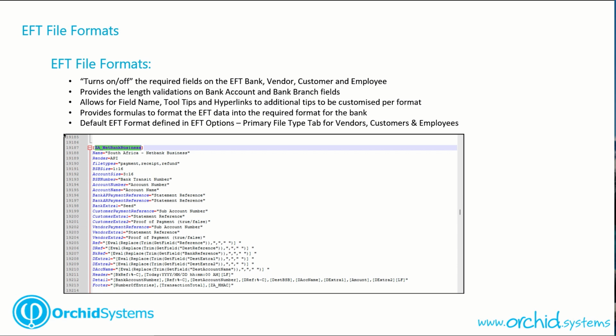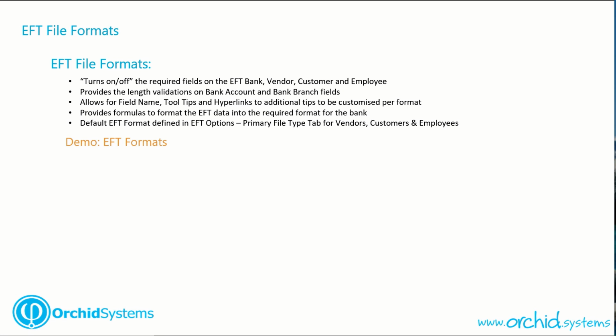And just as you can work with extra fields in the bank, you can do the same on the EFT details on the customer, for example, statement reference and proof of payment, and on the vendor, for example, vendor payment reference and vendor proof of payment and statement reference. And you can do the same for EFT employees too, up to 50 extra fields for each of those master file records. And now we're going to have a look at changing the primary file type and the effect on EFT vendors.